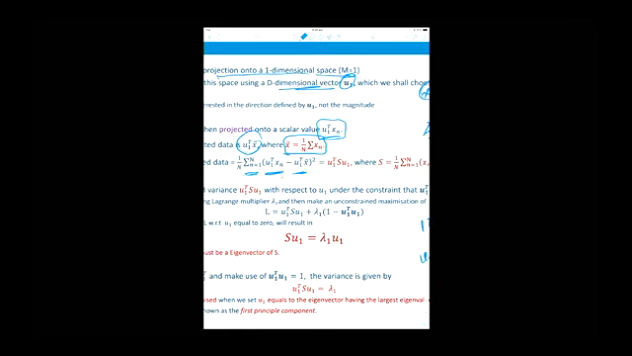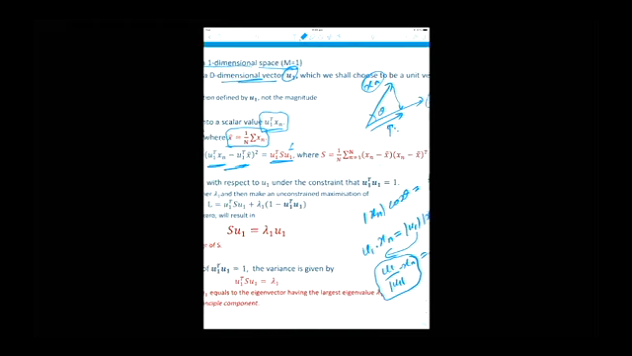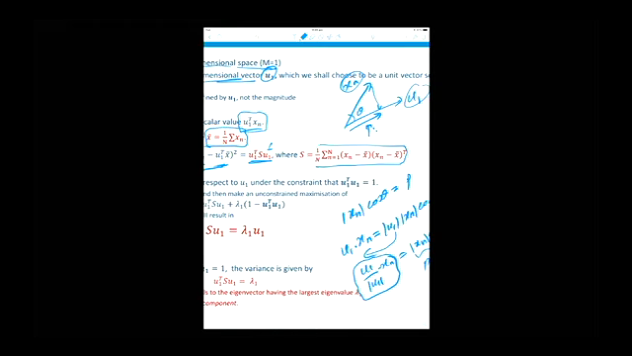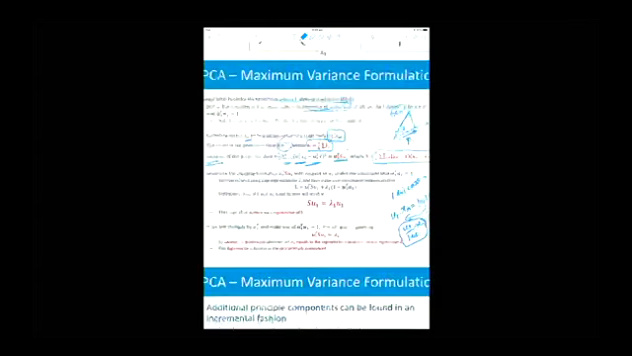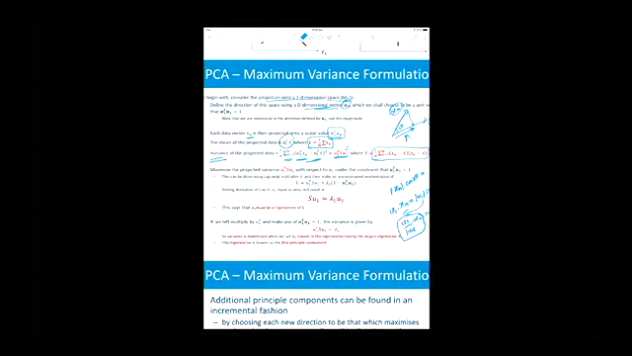So if you expand this one, simply it is u1 transpose S u1, where S is the covariance or the variance using the original data. Okay? Right. So now we have got the variance part. To find the PC, you need to find the direction which maximizes this particular variance. That means you need to maximize this u1 transpose S u1.